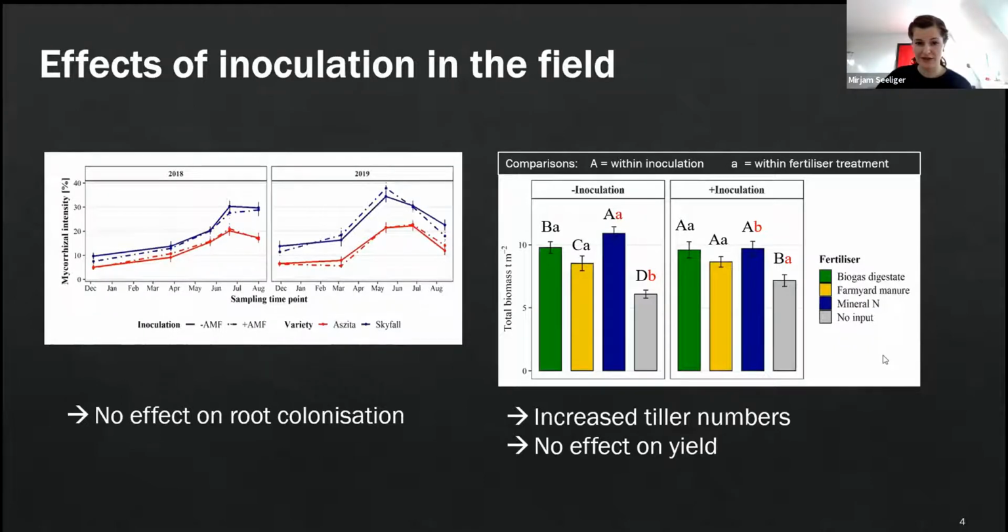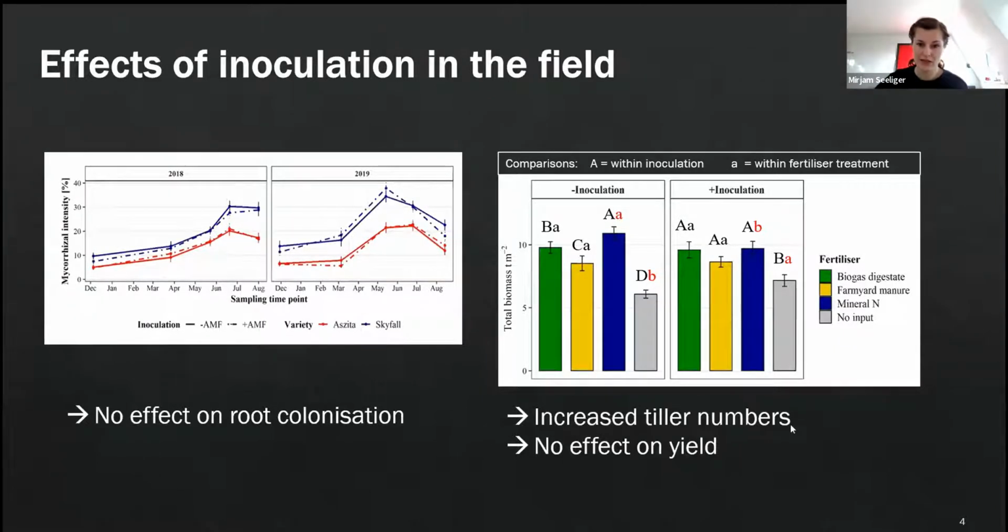In terms of yield or growing output, we had a minor effect on total biomass in both years. So with the inoculum, we could increase the total biomass in 0 fertilizer conditions. And with mineral nitrogen, we actually decreased the amount of tillers and therefore also reduced the amount of total biomass that we harvested. However, this effect was not visible in grain yield.